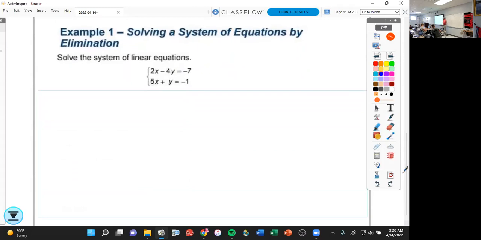Okay, here's the system. We're going to solve it. By looking at this system of equations, which variable, in your opinion, would be the easiest to get rid of? Why is y easier to get rid of? We have a singular y. What else? Yeah, we already have one positive and one negative, right? So in order to eliminate the y's, what would we do?